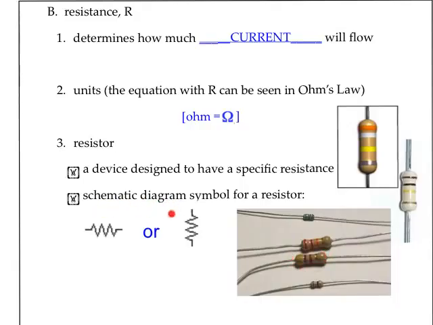Now the schematic diagram, remember that's a fancy term for drawing a picture of a circuit. A resistor, one of these things, is going to be represented with a zigzag line, and you can do that horizontally or vertically. And you can think of the zigzag as it's creating some resistance for that current to travel through. It can't just flow straight through very easily.